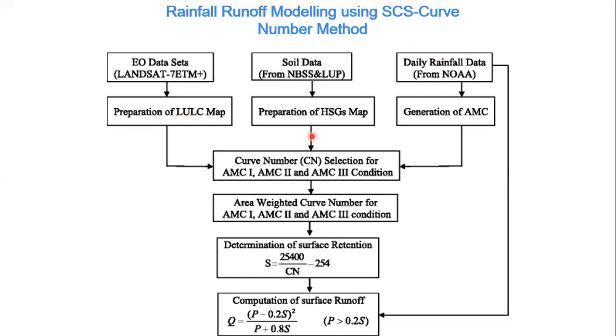Okay, so after downloading the data sets, you create the curve number map. The curve number depends on the LULC and soil map. So you need some GIS software, and you need to convert the raster into vector, and with the help of the vector, you create the curve number. And with the help of the AMC condition, which depends on the rainfall data, you create the AMC1, AMC2, and AMC3 conditions. According to that condition, you calculate the potential maximum retention, that is S. And with the help of this S, you calculate the surface runoff of your particular area.